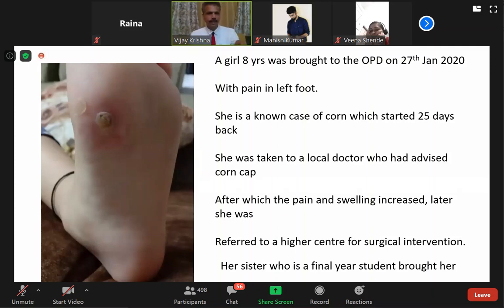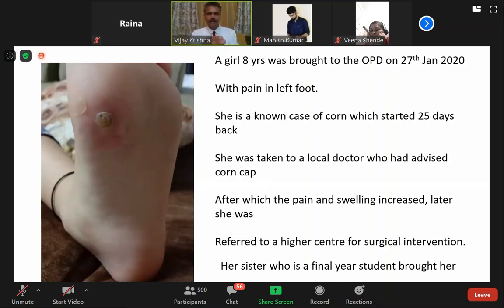She was taken to a local doctor who gave her corn cap. So corn cap was applied. Instead of things getting better, the things became worse. The swelling, the pain, the size, everything increased. And that's when the local GP told, you please take her to a higher center, and she requires a surgical intervention. That corn has to be excised.